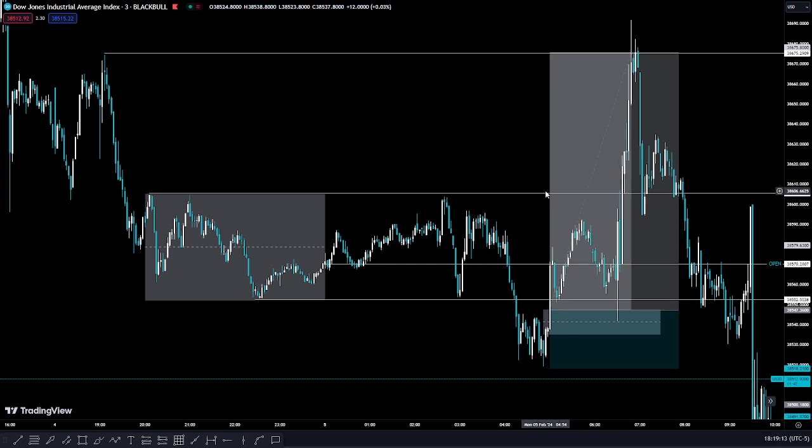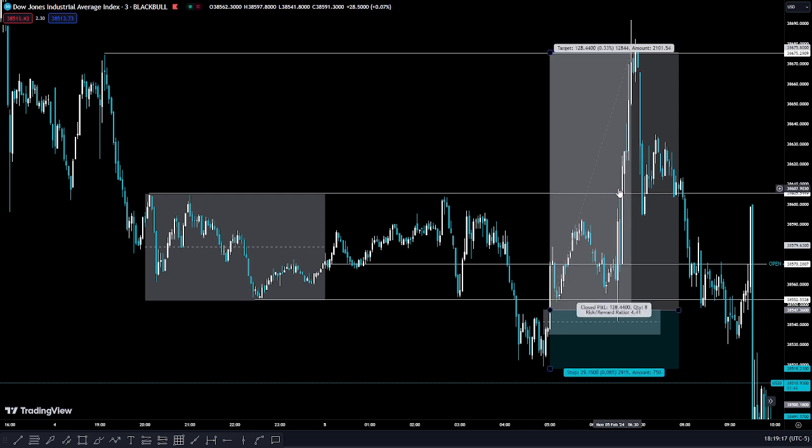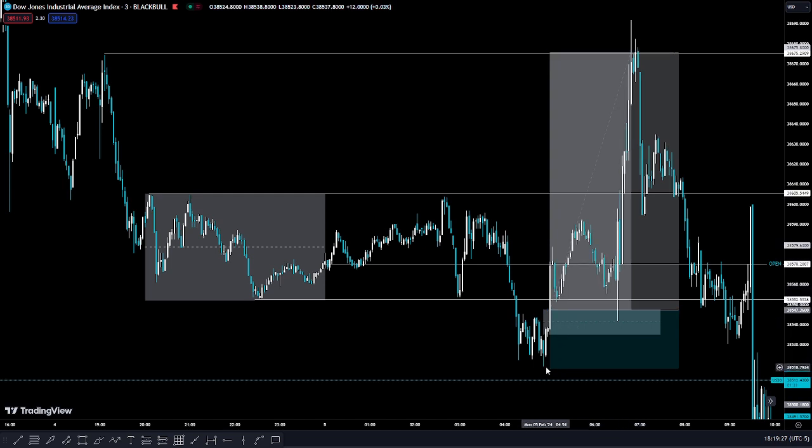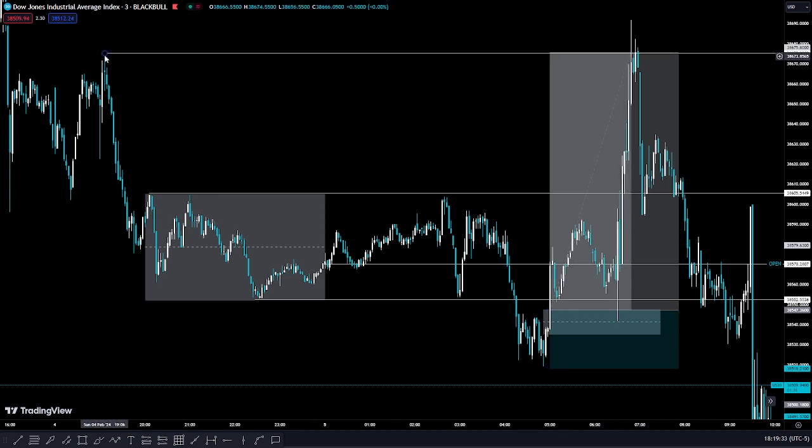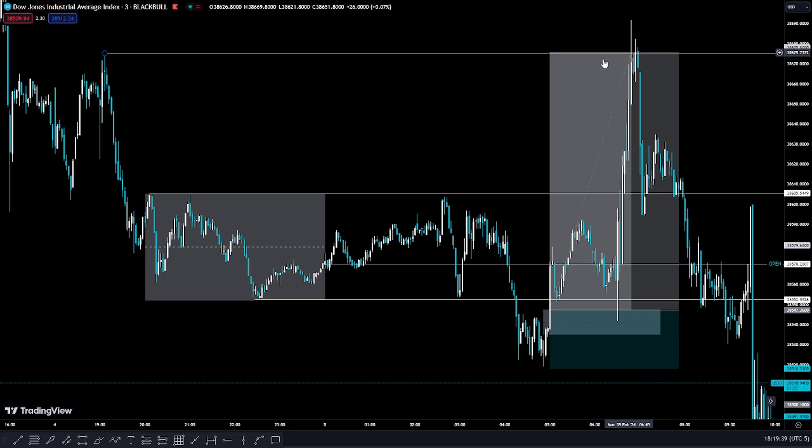I took off 70%, as I told you. Sometimes I take off 80, sometimes 70, depending on how I'm feeling that day. So I took off 70%, then moved my stop loss to break even, then allowed the remaining 30% to run to this other take profit before the trade was over. That's as simple as that.